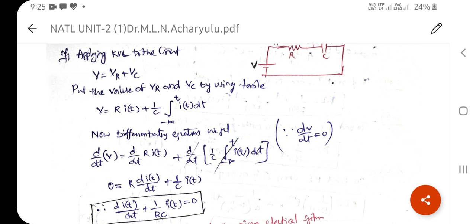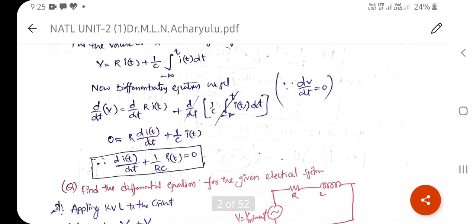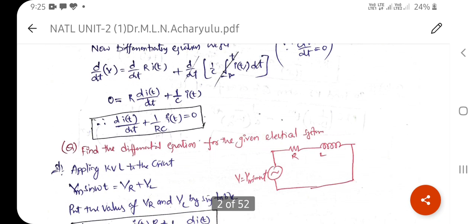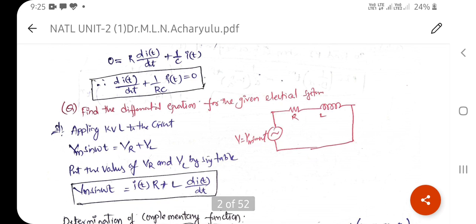Now you write the equation. This is the first order differential equation: d by dt of I of t plus 1 by RC into I of t equal to 0. This is the differential equation equivalent to the given circuit. We got it. From this you have to find the complementary function. So the complementary function is C e power minus t by RC, which is not given here. Now you will take that as the RC circuit.